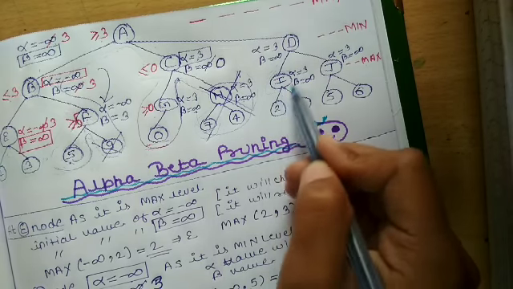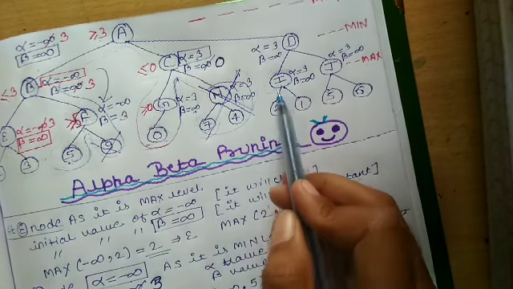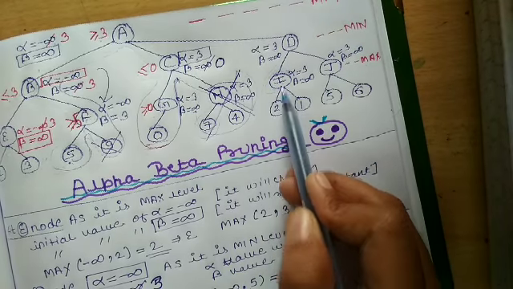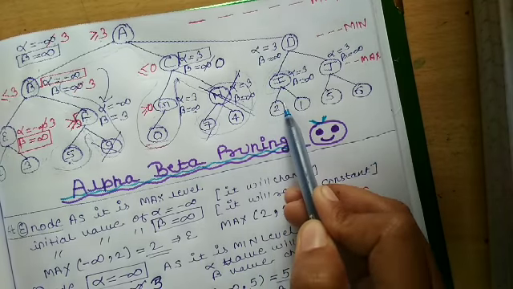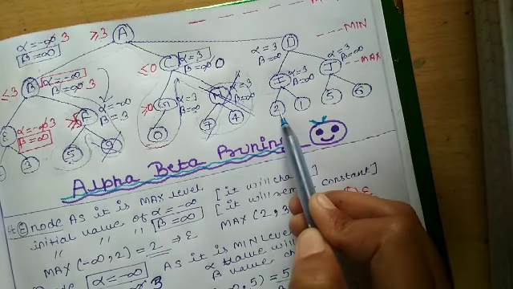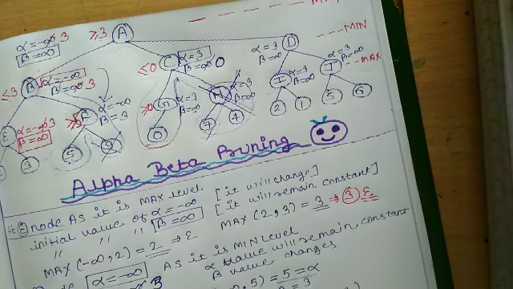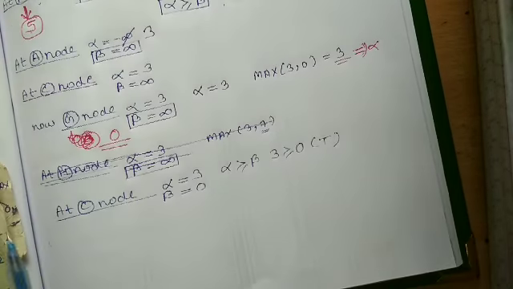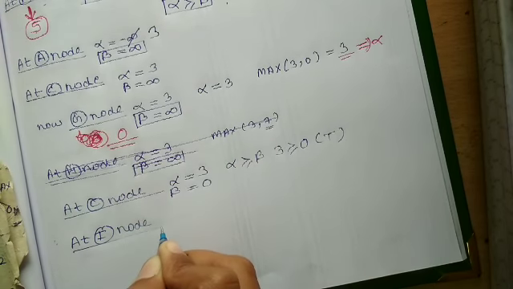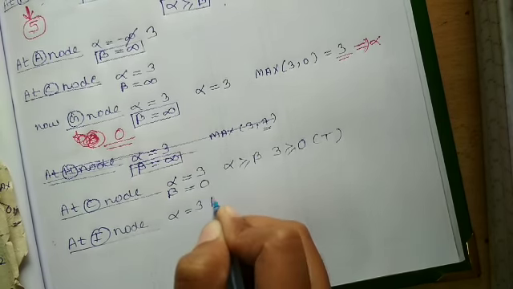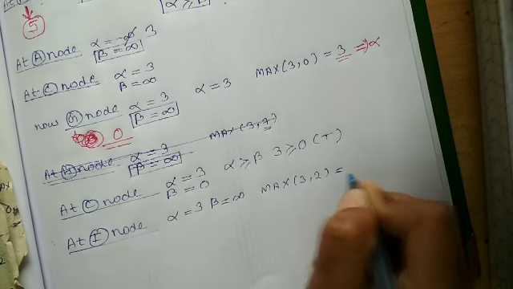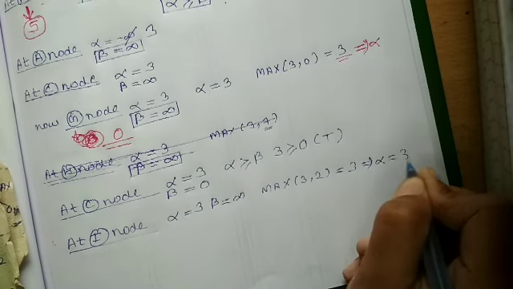We have to explore now I child. I child of this node is having two further subchilds. This child is having value 2. So first explore this one. Alpha is equal to 3, beta is equal to infinity, and we have to compare it with 2, and it is the maximum level node. So just write it. At I node, alpha is equal to 3, beta is equal to infinity, maximum of 3, 2 is 3. So alpha value will remain 3 only.